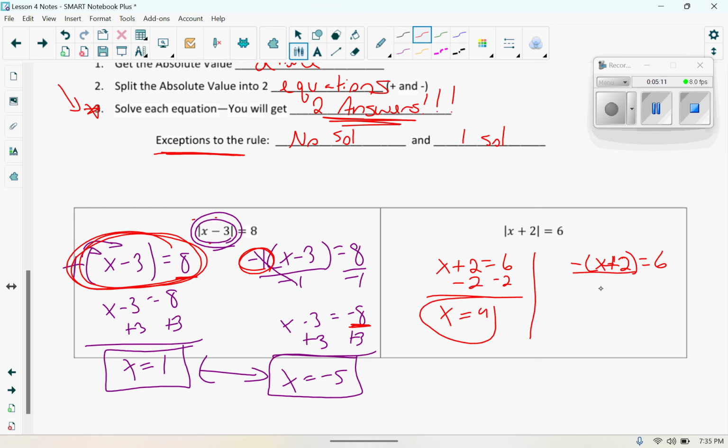But when I do this side, I'm going to get rid of that negative. I don't want to distribute it. You can, it just makes more work for yourself. I'm going to get x plus 2 is equal to -6. When I subtract 2, I get x is equal to -8. So again, I have 2 answers here.